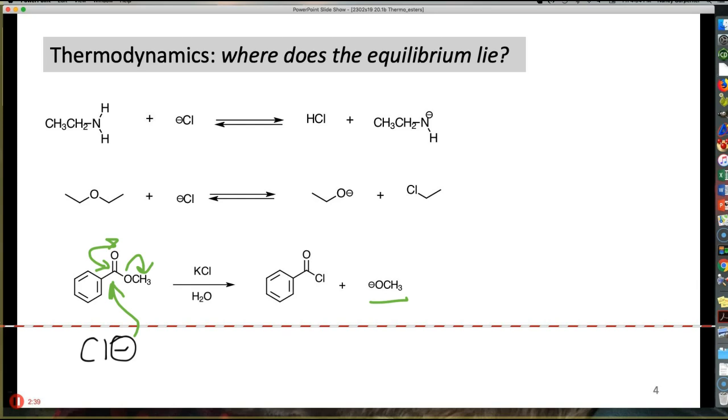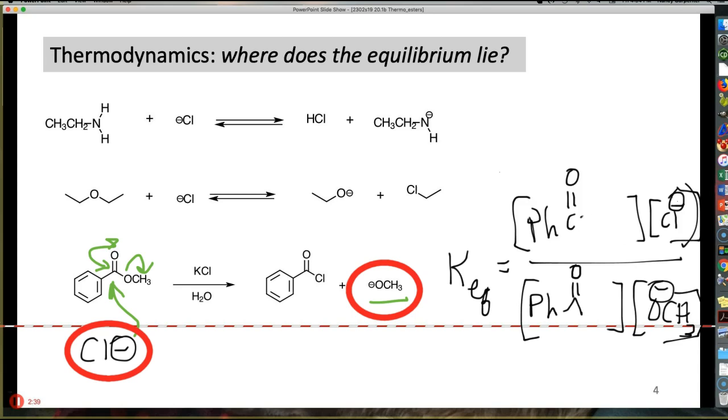So here is a reaction where Cl- adds to my ester, kicks out OCH3-, and now I compare this to this, and of course the Cl- yet again is the most stable. So our equilibrium constant lies in favor of Cl-.